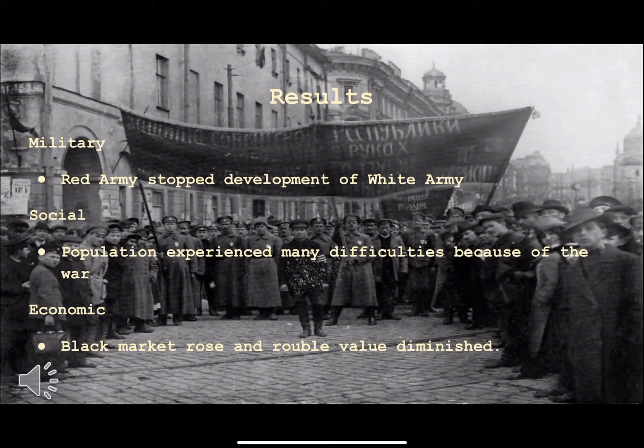In regard to the military, war communism was generally effective in its main role of supporting the Red Army, stopping the development of the White Army, and recovering the majority of the domain of the previous Russian Empire from that point. In regard to the social effects, in the urban areas and the open country, the populace experienced difficulties because of the war.